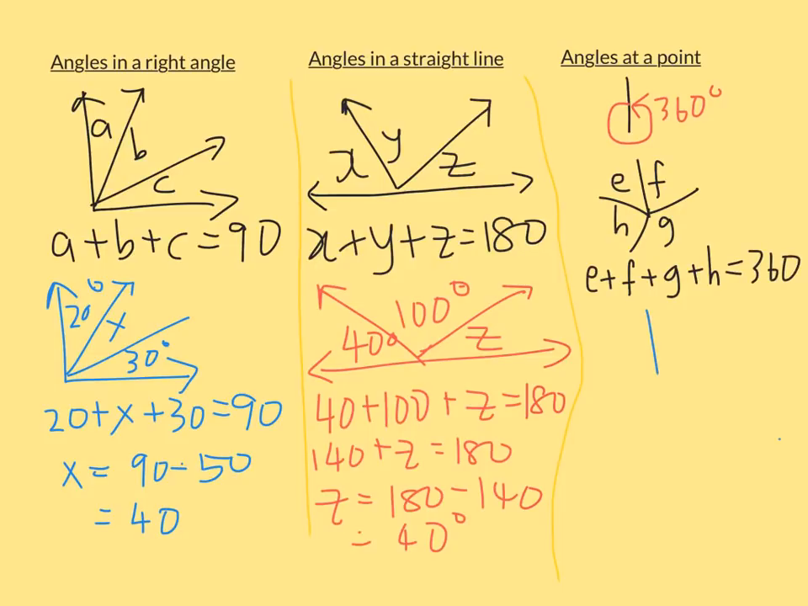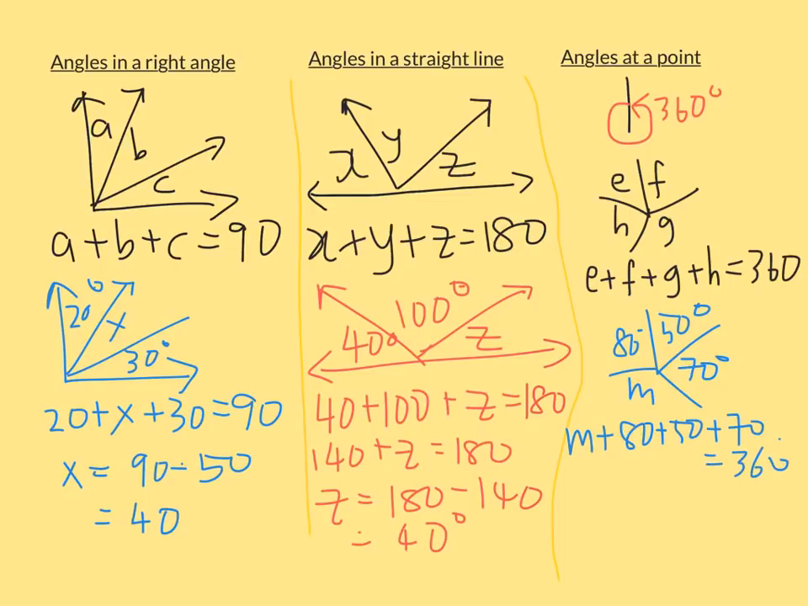Let's look at one example. So if we have this angle here, which is M, and we have this 70 degree angle, and this is a 50 degree angle, and another angle, this is say 80 degrees. So we know that M plus 80 plus 50 plus 70 will give you 360. So M plus 200 will equal 360, and M will equal 160. So this marks the end of our video.